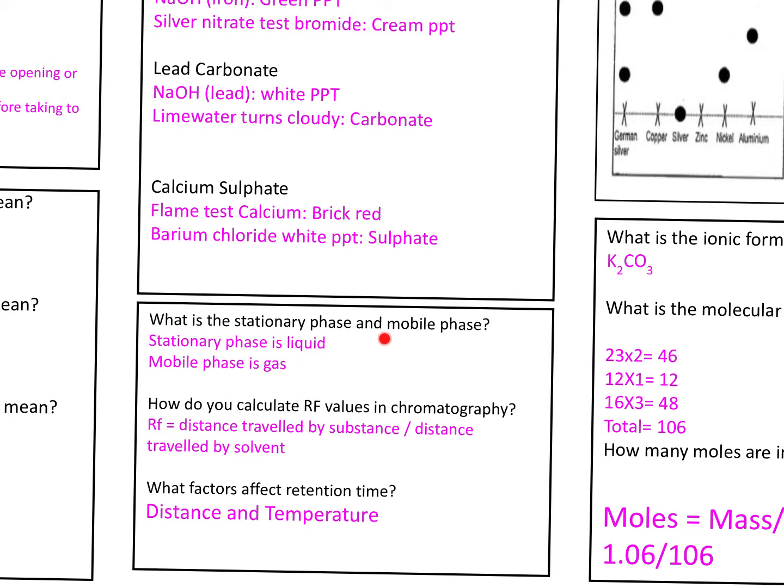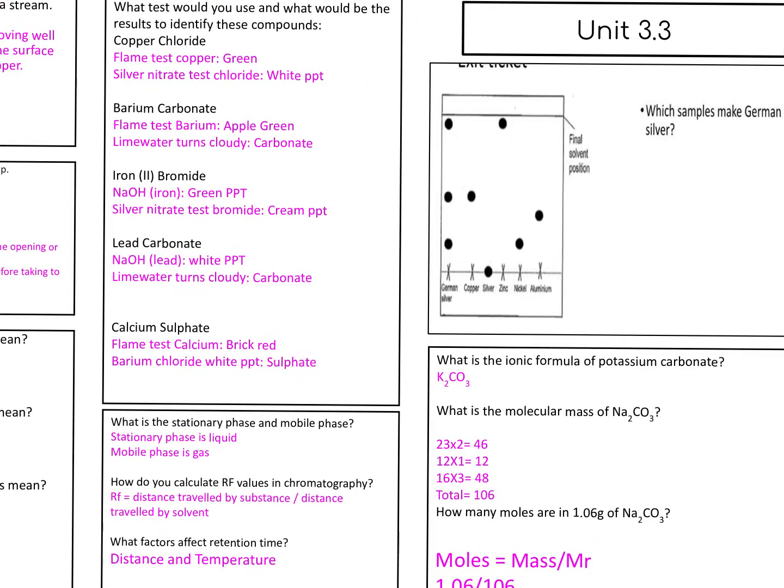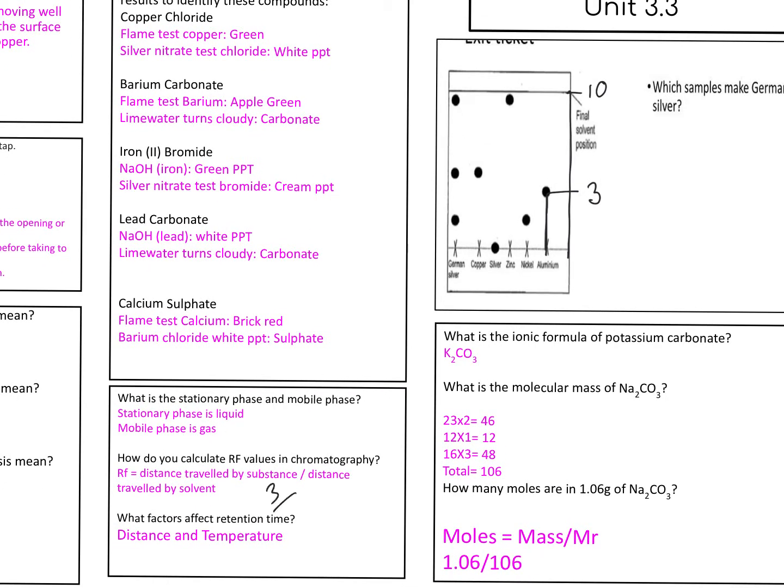What is the stationary phase and the mobile phase? Stationary phase is when it's in liquid. Mobile phase is when it's a gas. How do you calculate RF? RF is the distance travelled by the substance divided by the distance travelled by the solvent. Okay. So the distance travelled by the substance would be like that. So imagine it was 3. Then the distance travelled by the solvent would be all the way up there, which would be 10. Okay, so it would be 3 divided by 10, which would give you 0.3.